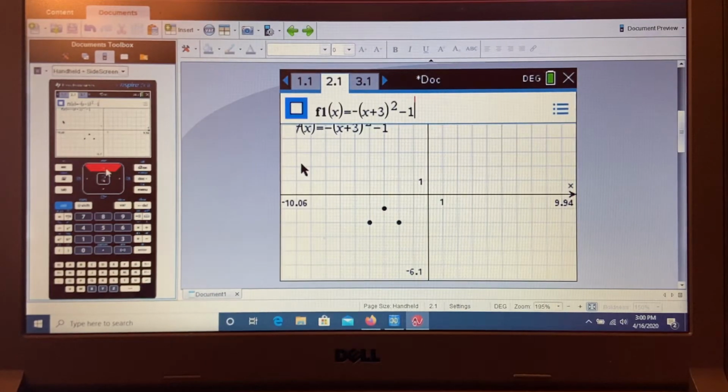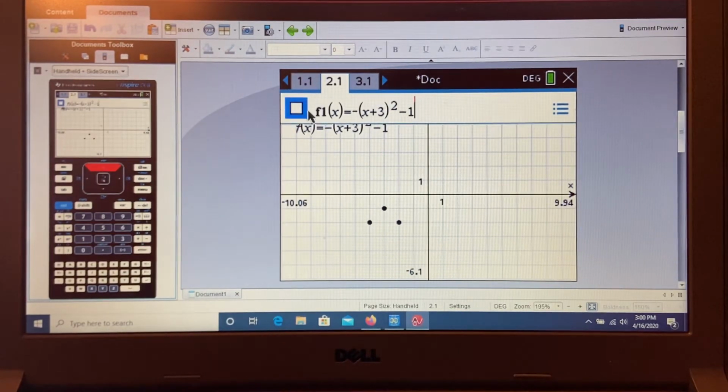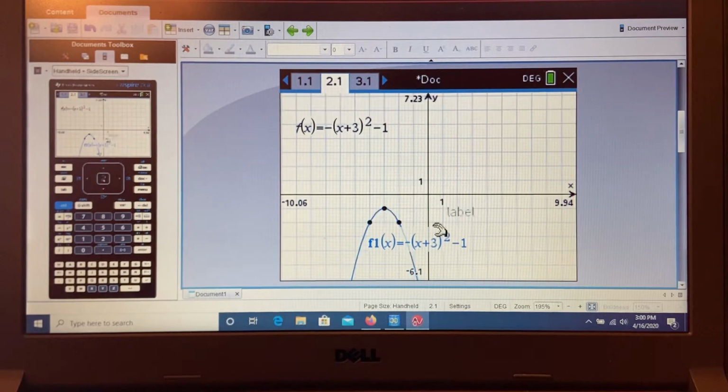So here is our equation, so we'll enter. So there it is, and it goes through our 3 points.